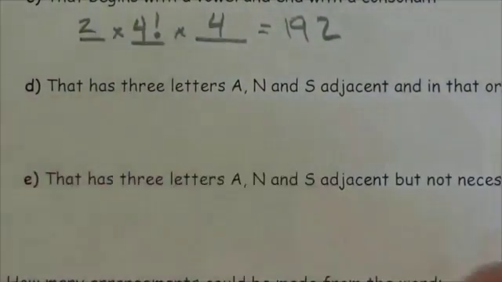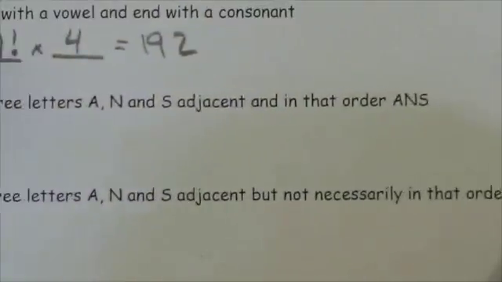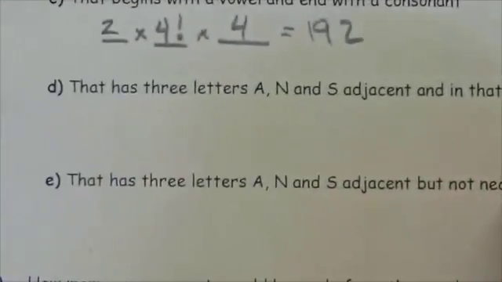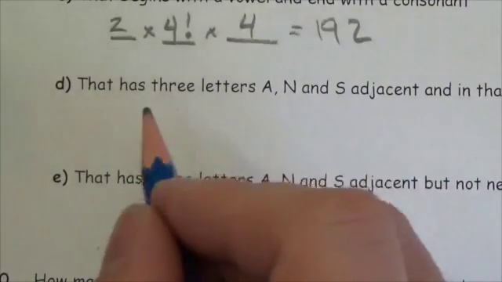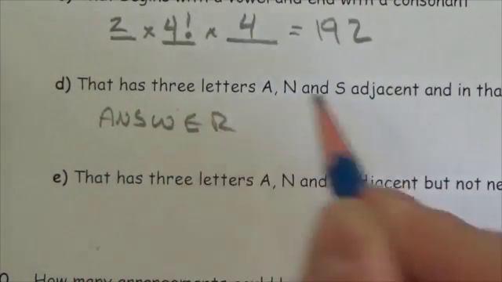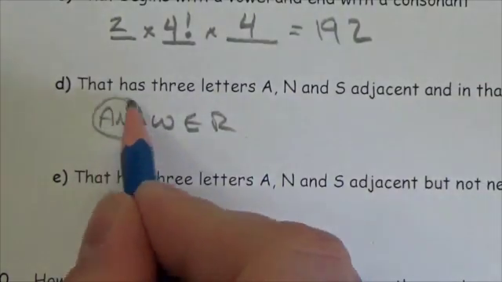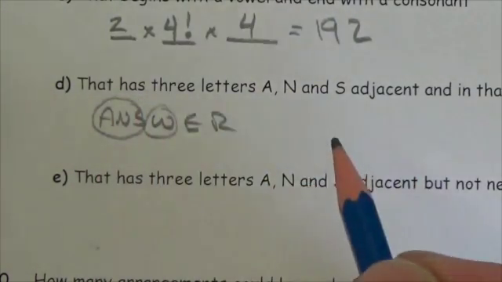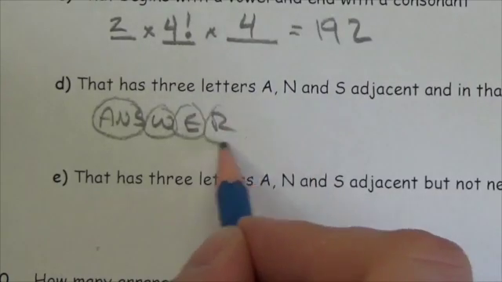Okay. How about has the letters A and S and they're adjacent and in that order, A and S? Okay, well let's write this out here. This might help us out a little bit. So A N S W E R. Let's talk about what we're permuting here. Those 3 got to stick together, and then that's its own thing. This is its own group. This is its own group here.